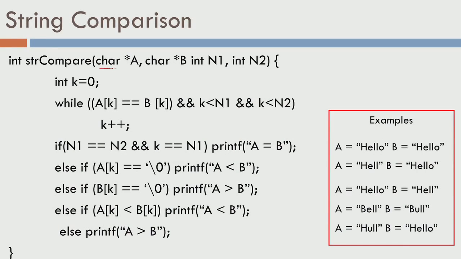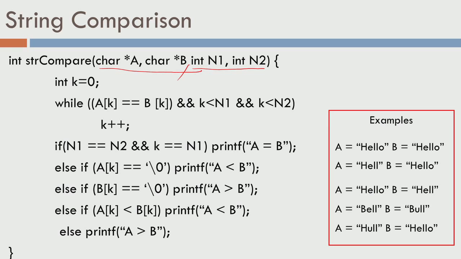There is a small program that I have written here which compares two strings, str compare. I am assuming that there are two strings A and B, and let us assume that there are two integers n1 and n2. n1 is supposed to be the length of A and n2 is supposed to be the length of B. I want to find out when I compare A and B, whether A is less than B, A equal to B, or A is greater than B.